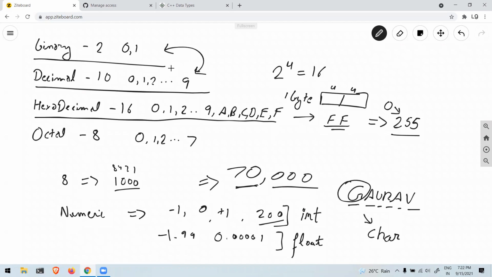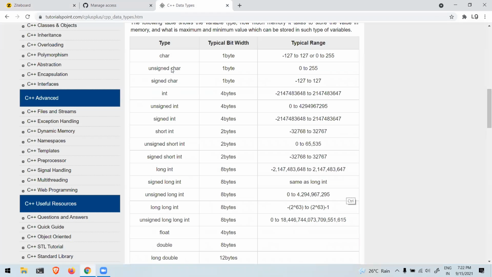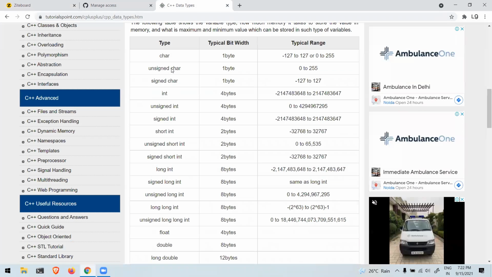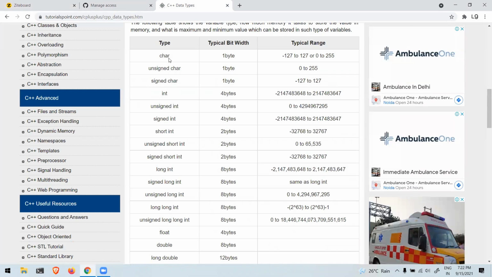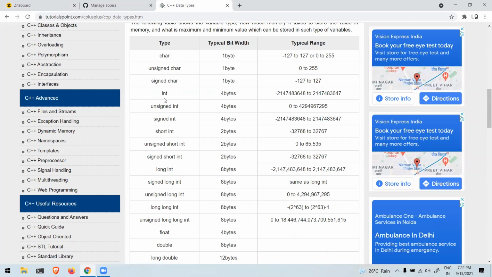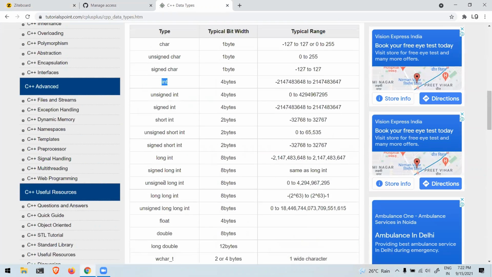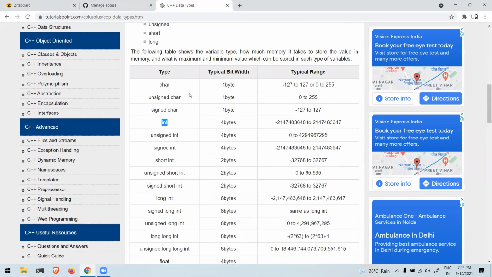If I come back to this thing over here, you will find that, broadly, there is a character data type, an integer data type, and a float data type. All other things are variations of that. And if you look at it, it says the char data type takes 1 byte. When we say 1 byte, the range they have specified is what I've already told you, 0 to 255, because it's 1 byte.